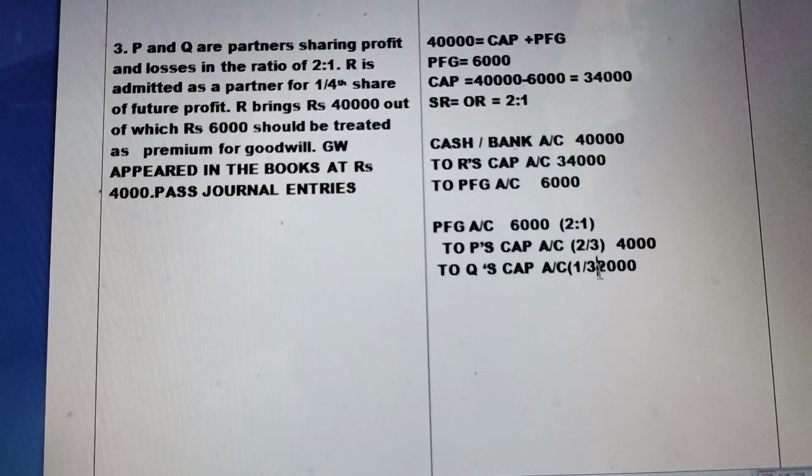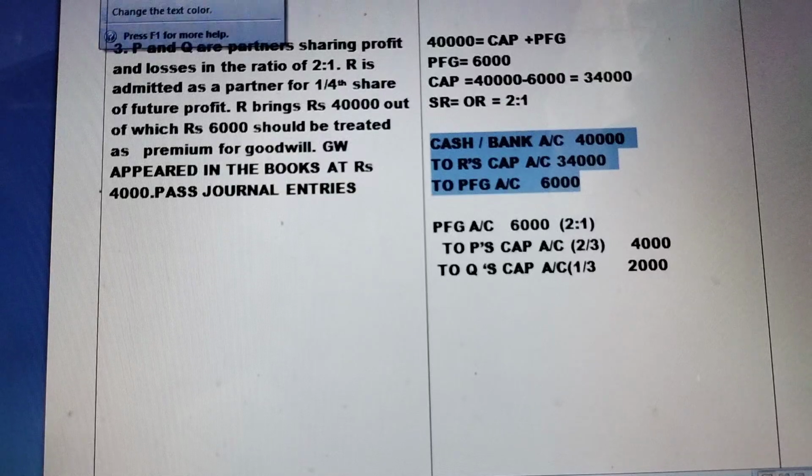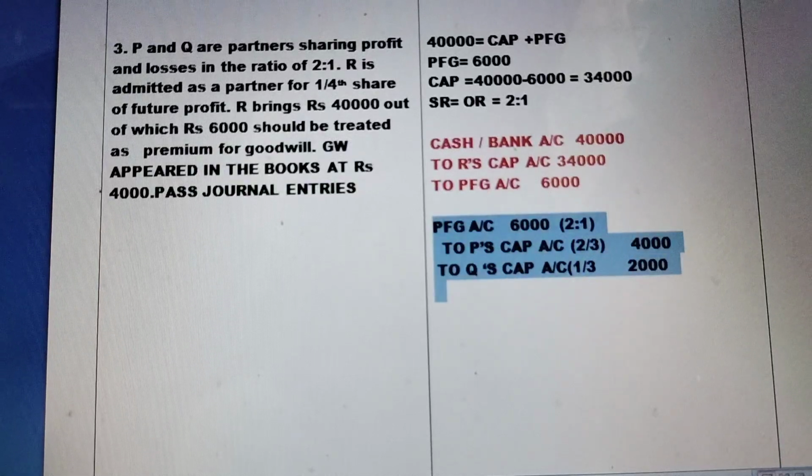So if you distribute rupees 6,000 in the sacrificing ratio, it should be 4,000 and 2,000. So the first entry is cash to premium for goodwill. The second entry is premium for goodwill to sacrificing partners' capital. Okay, this is the second entry.